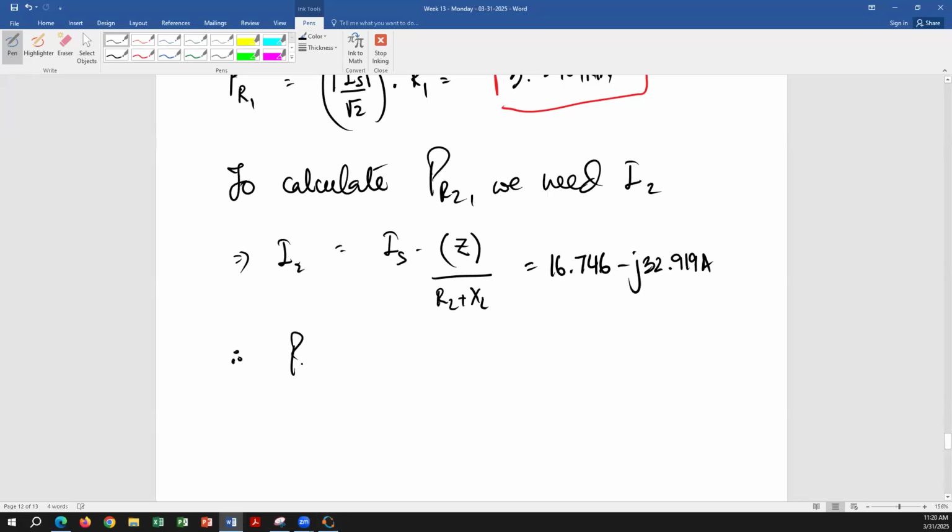Therefore, PR2 is the magnitude of I2 over square root of 2, squared, times R2, which is 2046.1, or 2.0461 kilowatt.